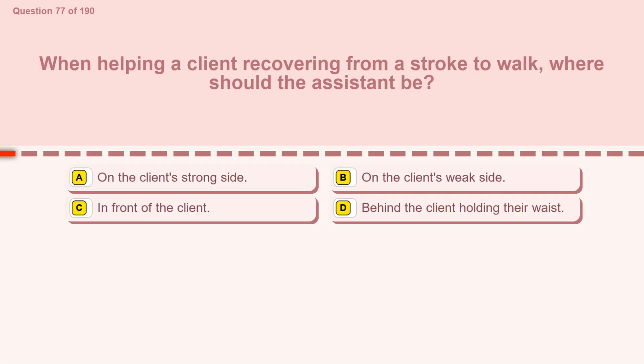Question 77. When helping a client recovering from a stroke to walk, where should the assistant be? Option A. On the client's strong side. Option B. On the client's weak side. Option C. In front of the client. Option D. Behind the client holding their waist.